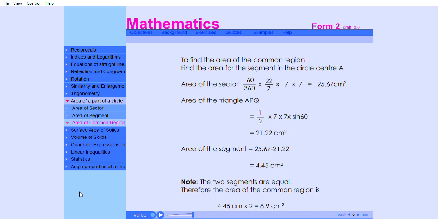21.22 centimeters squared. Area of the segment is equal to 25.67 minus 21.22, which is equal to 4.45 centimeters squared. Note that the two segments are equal. Therefore, the area of the common region is 4.45 centimeters squared times 2, which is equal to 8.9 centimeters squared.